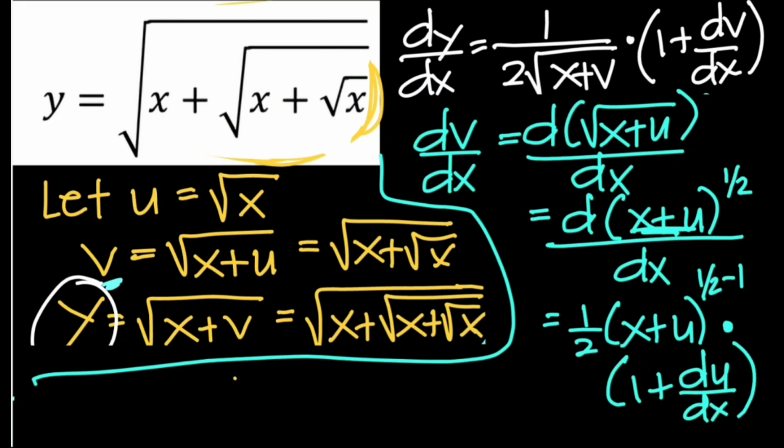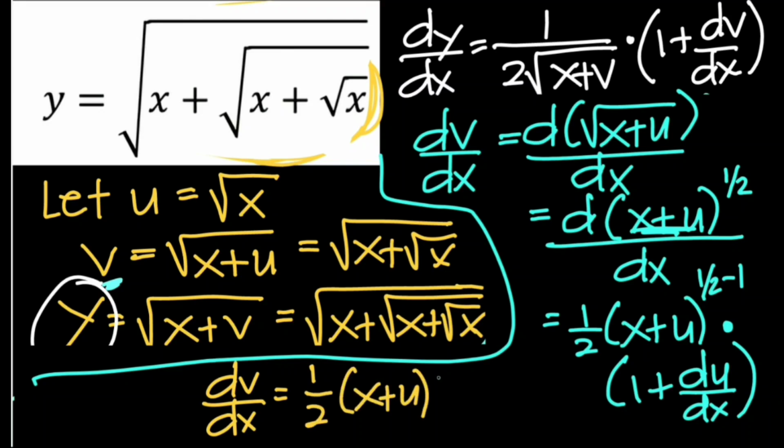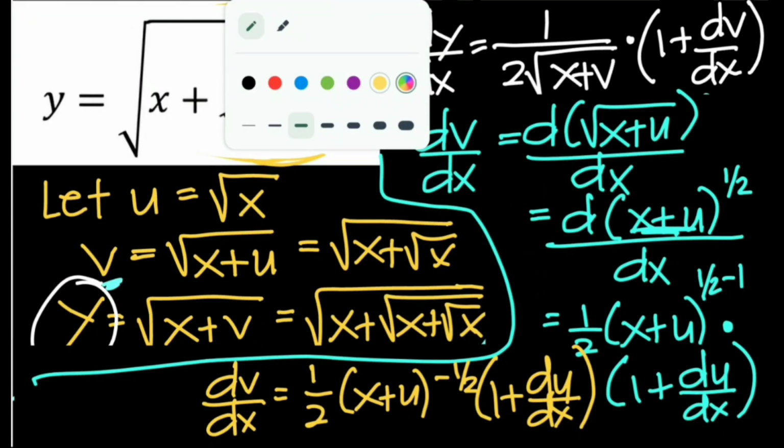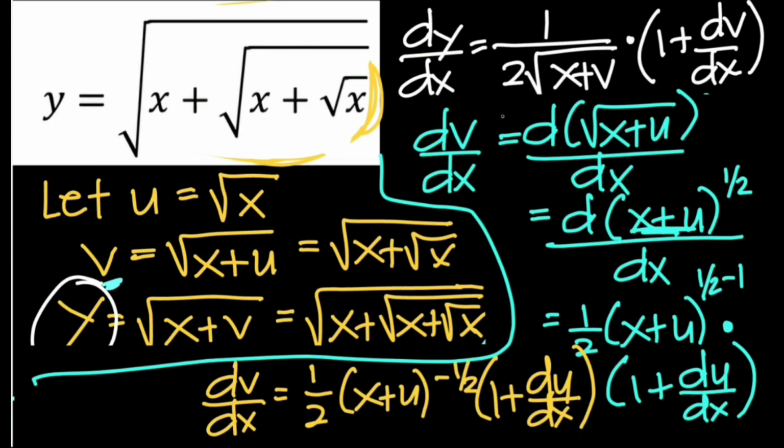To simplify that, dv over dx is just equal to 1/2 times x plus u to the negative 1/2, since 1/2 minus 1 is negative 1/2, times 1 plus du over dx. And x plus u to the negative 1/2 can be written as 1 over x plus u to the 1/2.